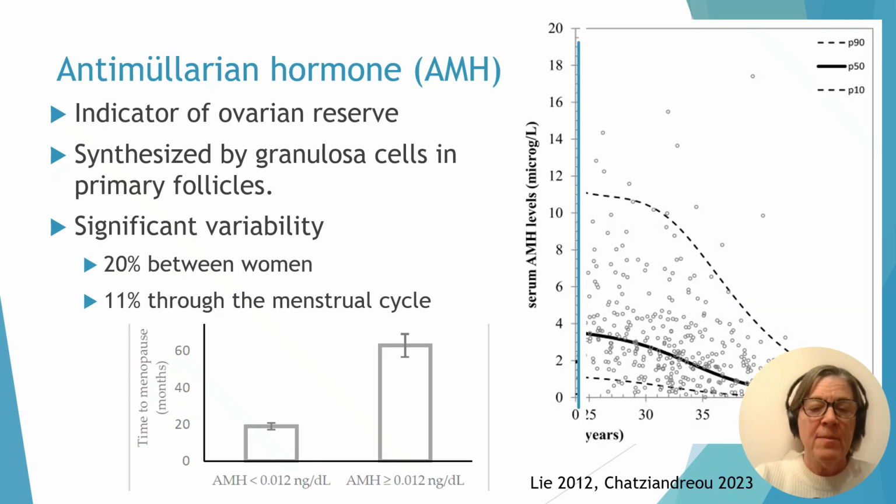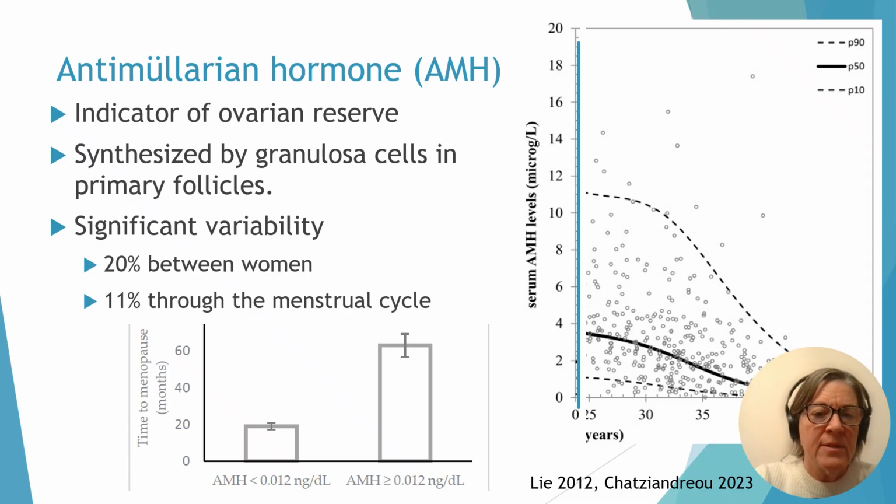So I wanted to talk a little bit about 2 more hormones that we haven't covered as part of the menstrual cycle. The anti-Mullerian hormone, called AMH, is an indicator of ovarian reserve because it's synthesized by the granulosa cells in the primary follicles. So as that number goes down, the AMH levels will also drop. This varies across the menstrual cycle by about 10%, and there's a lot of variability between women, but this can be an early predictor.